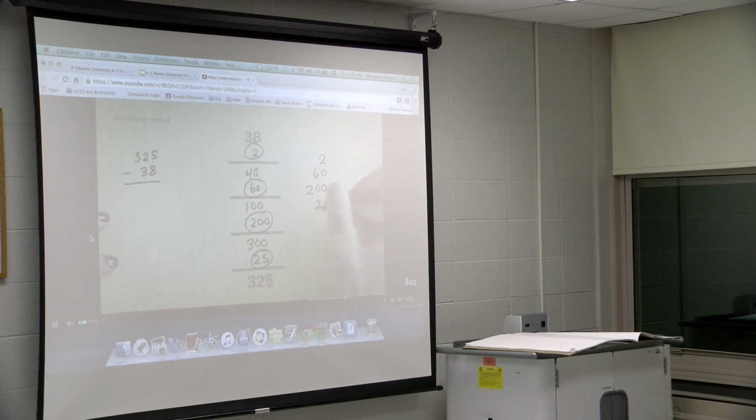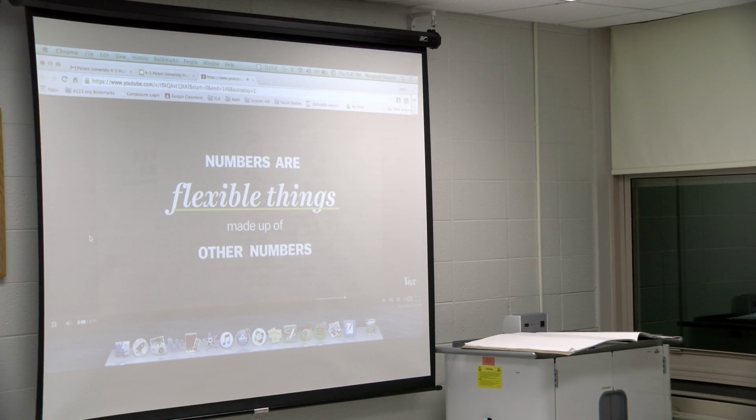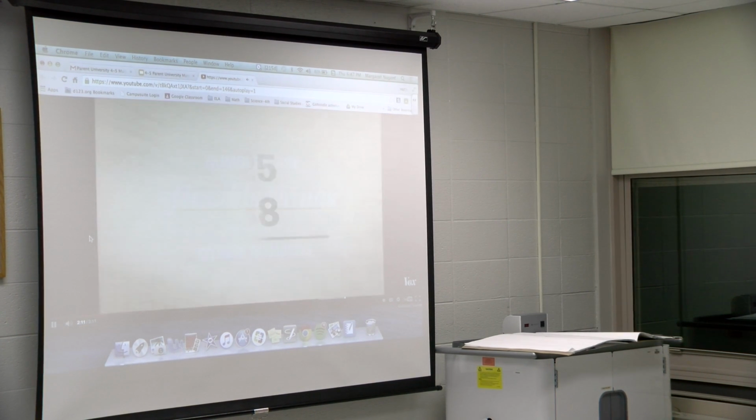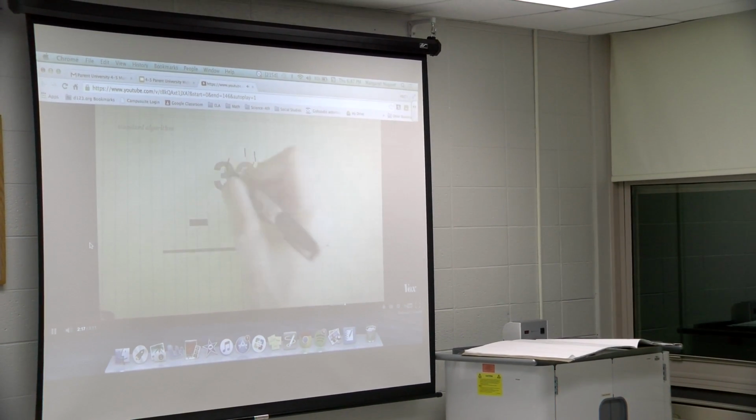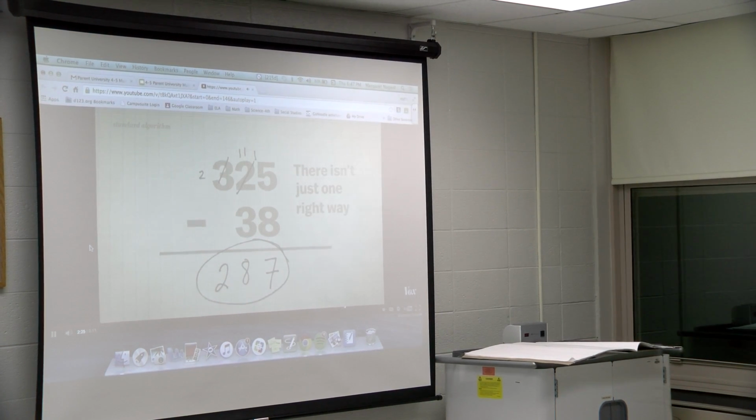You get this idea in your head that numbers are flexible things made up of other numbers. 40 is a 38 and a 2. The standard algorithm is the easy and quick way to do it. Students absolutely still have to learn to do it that way. But the idea is that this gives them a better understanding of what they're doing, and that there are a lot of ways to do this. There isn't just one right way to find the solution to a math problem.